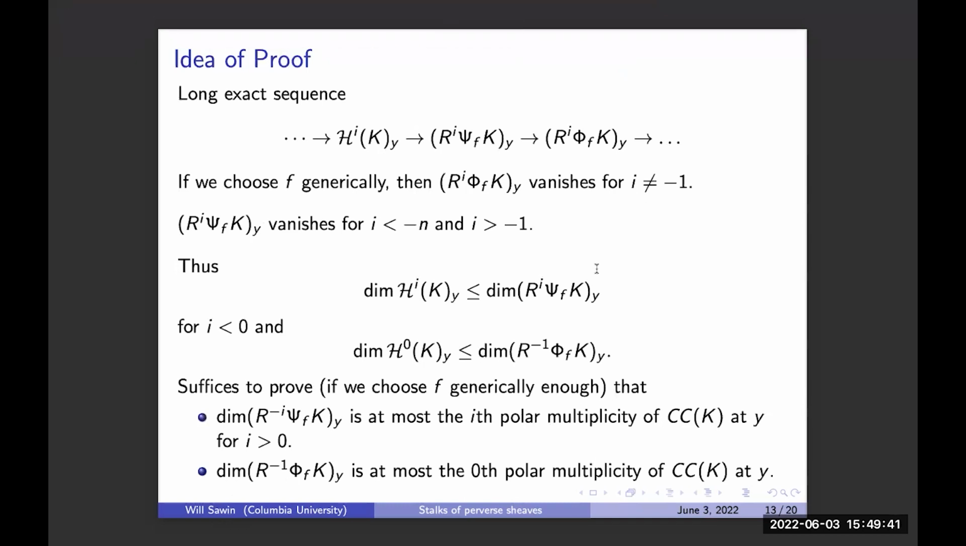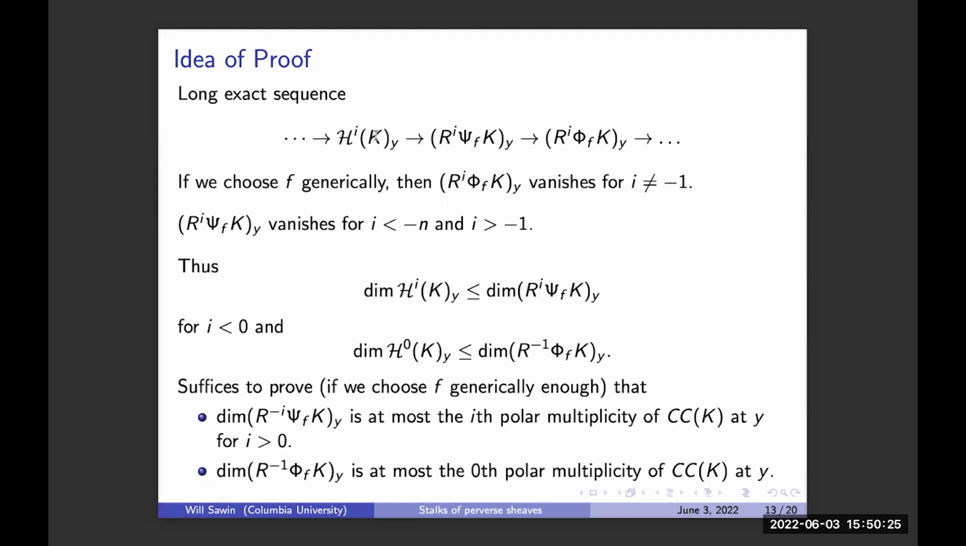So in the remaining time, I'll try to say something about the idea of the proof. The key tool used in this proof is going to be the vanishing cycles long exact sequence for a map f from our variety X.